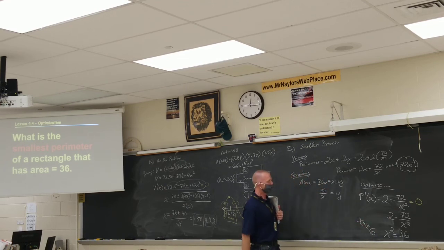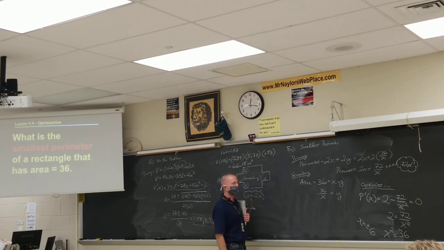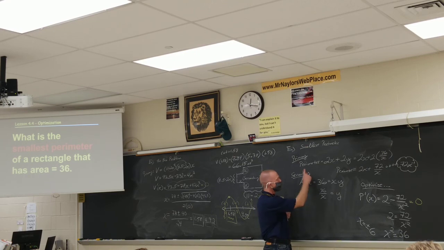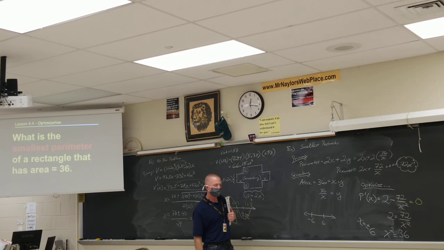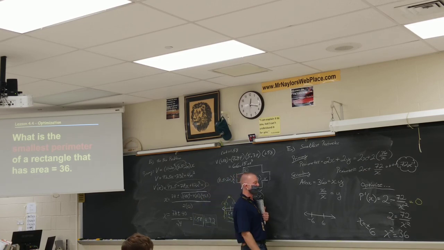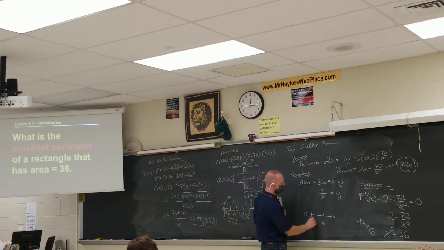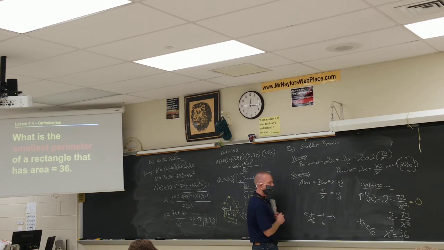Now remember, x equals plus or minus 6 represents the critical points, but it also represents the dimension of our rectangle. It represents the x dimension. And it sort of brings up a point here where one of these dimensions just doesn't make sense. You're not going to have a negative dimension. So I really don't even need to put it on my number line.